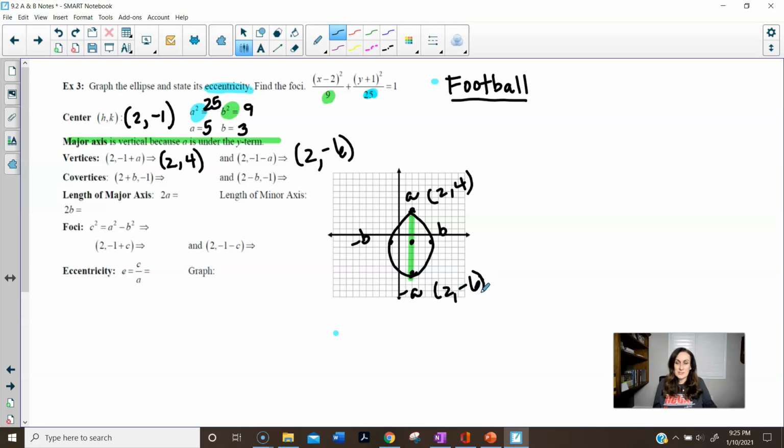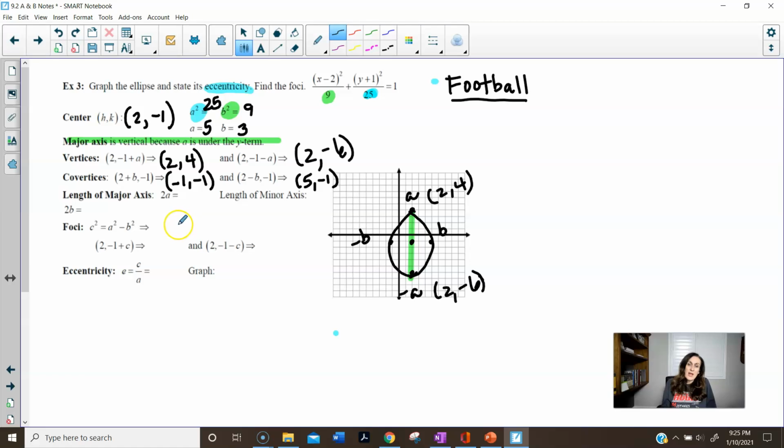This is going to be a little shaky because it's very late. All right, the co-vertices, let me just write this in, are going to be 2 plus b, which is 5, -1, and 2 minus b, which is -1, -1. And those are your b's.